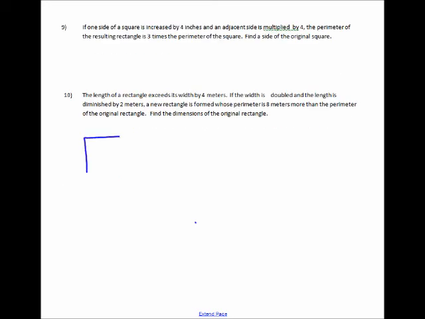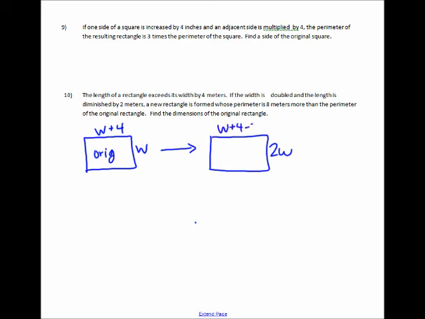The length of a rectangle exceeds the width by 4 meters. We're used to doing this. So the length is going to be the width plus 4, and this is my width. This is my original rectangle. Now I'm going to get a new rectangle, and the width is doubled, so it's going to be 2W, and the length is diminished by 2. So it's going to be W plus 4 minus 2, which is actually W plus 2, for that length. A new rectangle is formed whose perimeter is 8 meters more. So this perimeter is 8 meters more than the other one.